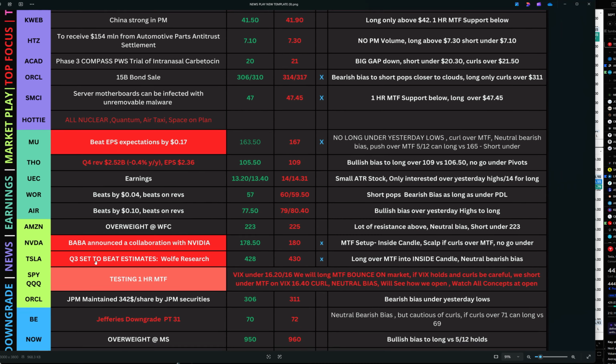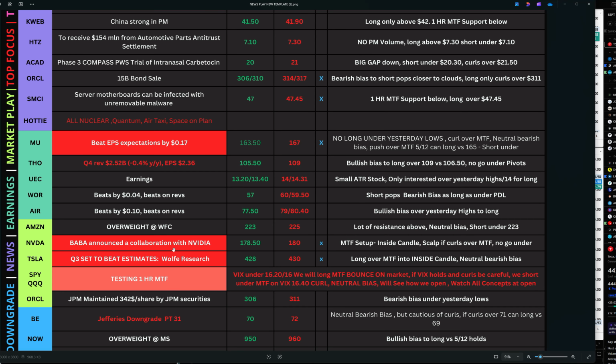Q3 set to beat the estimates. Wolf Research came in today and said that Q3 will beat the estimates. We had a support level of 428 and resistance at 430. Look here, we had MTF, the life-changing MTF strategy. It's like a cheat code. I told the traders to long over MTF into the inside candle, neutral bearish bias.